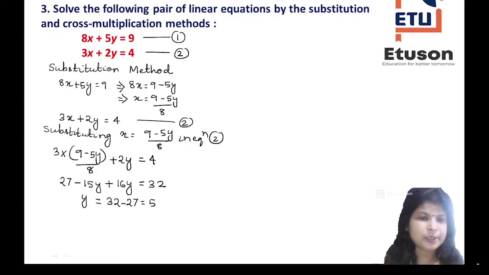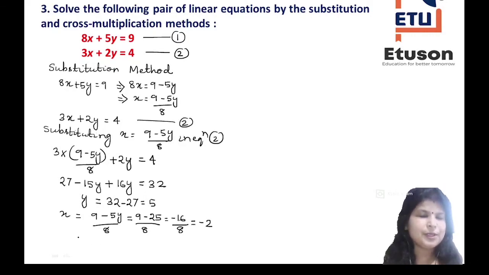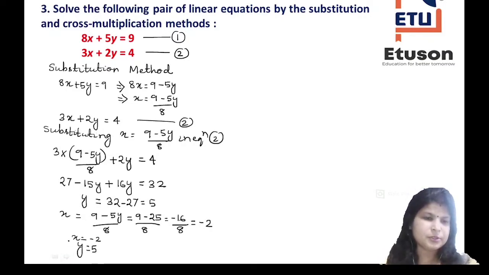Then if y is equal to 5, what will be the x value? x is equal to 9 minus 5y divided by 8, correct or not? Now 9 minus 5 into 5 is 25, divided by 8. 9 minus 25 is how much? It is minus 16 divided by 8. The answer is minus 2. Correct or not? So what is the value of x? x is equal to minus 2 and y is equal to 5. Correct?